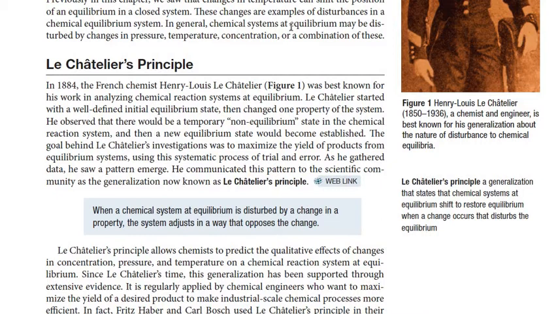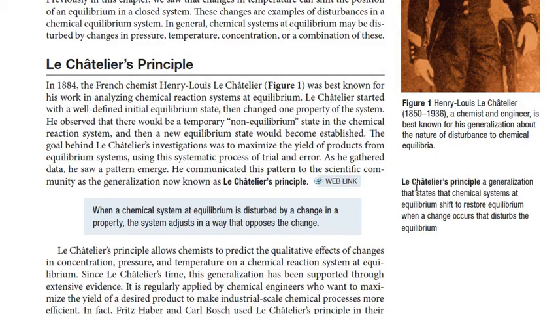As he gathered data, he saw a pattern emerge. He communicated this pattern to the scientific community as the generalization now known as Le Chatelier's Principle. So when a chemical system at equilibrium is disturbed by a change in a property, the system adjusts in a way that opposes the change. So the system will adjust itself to basically dampen those kinds of changes.